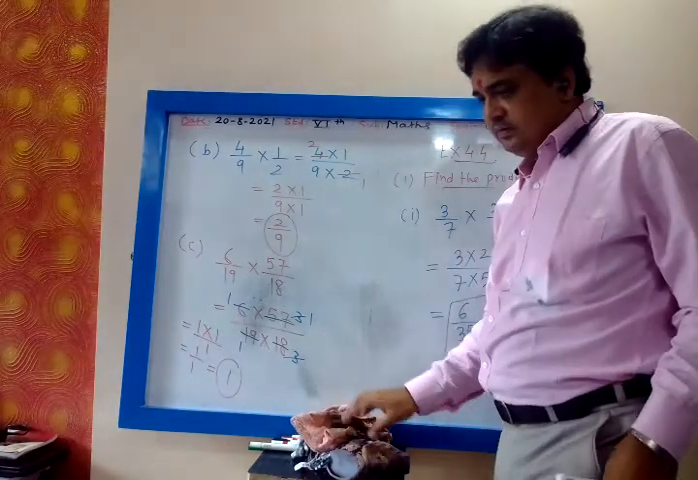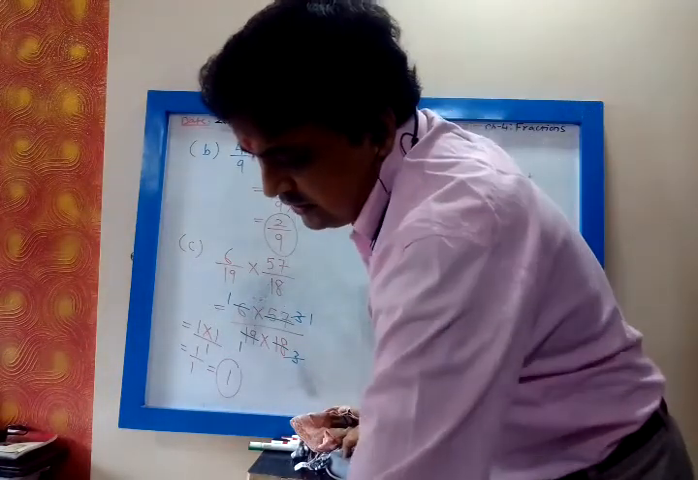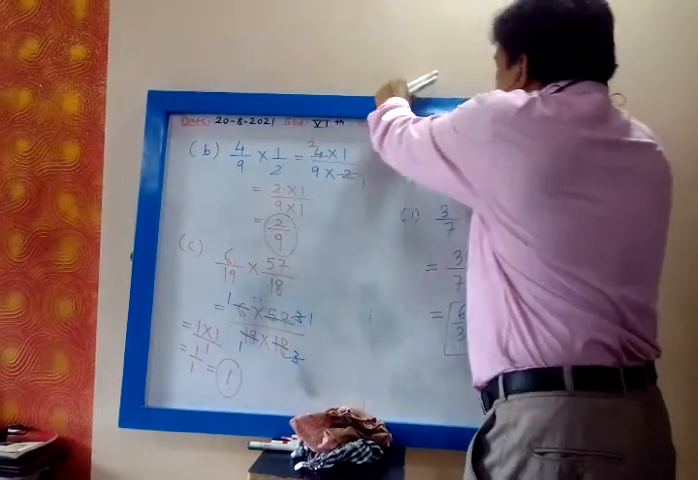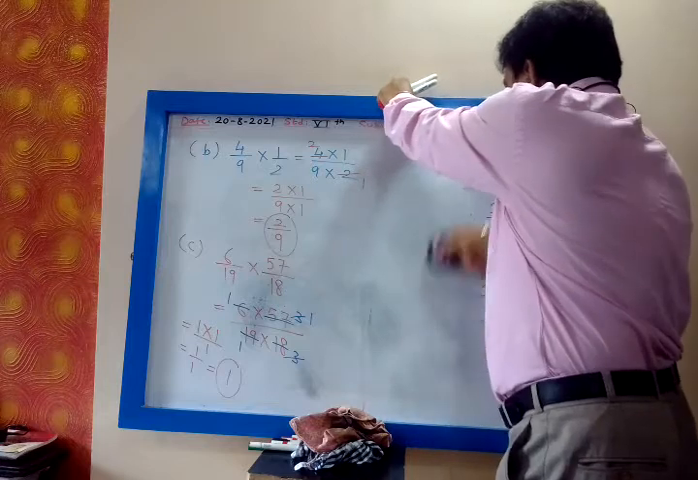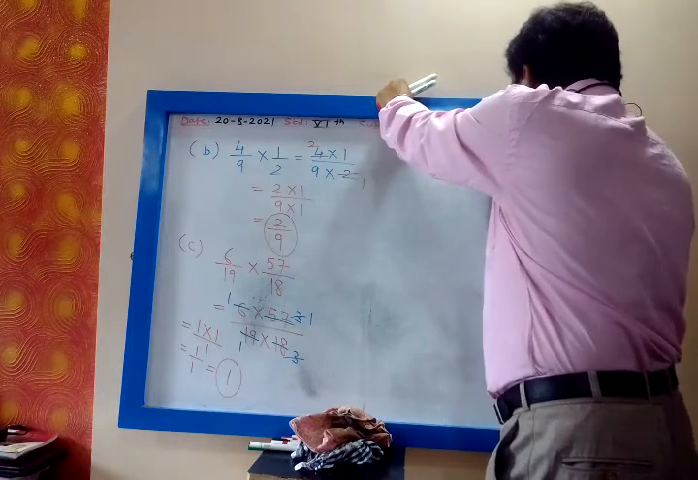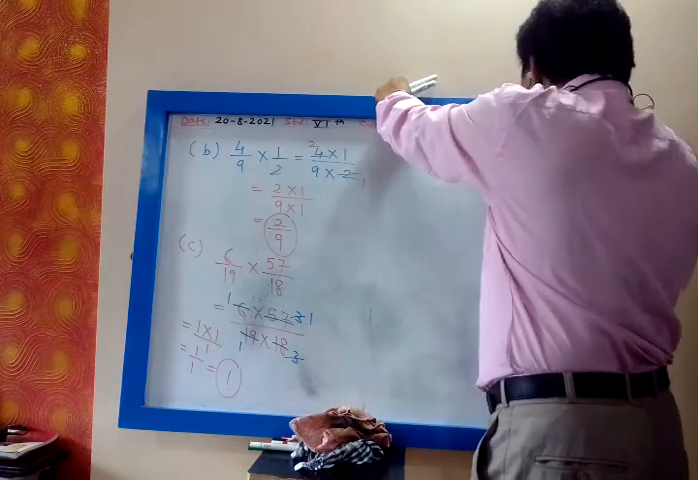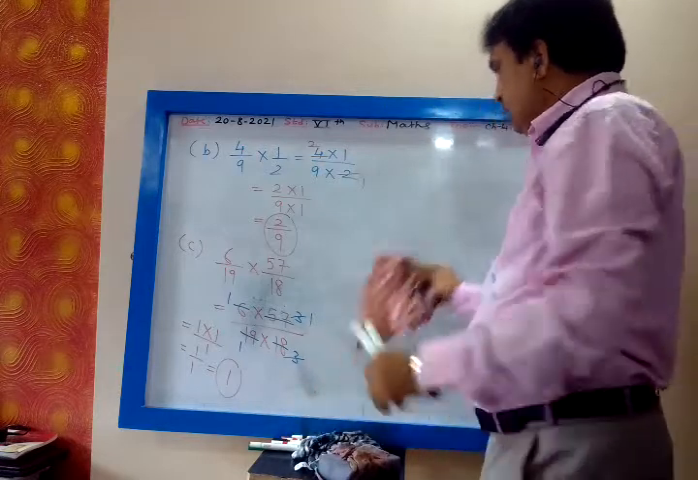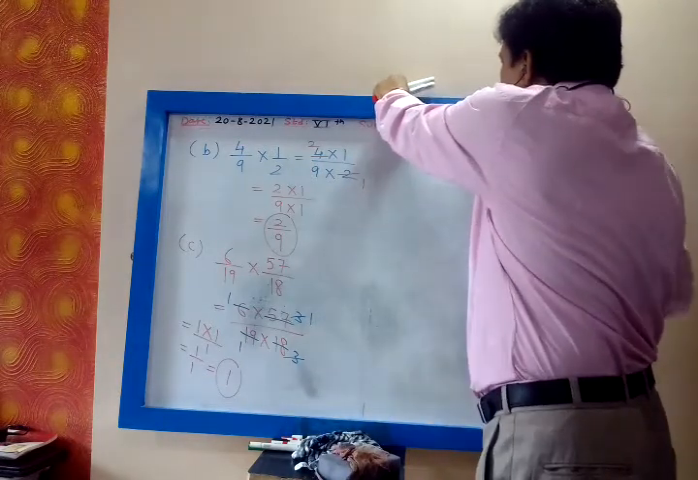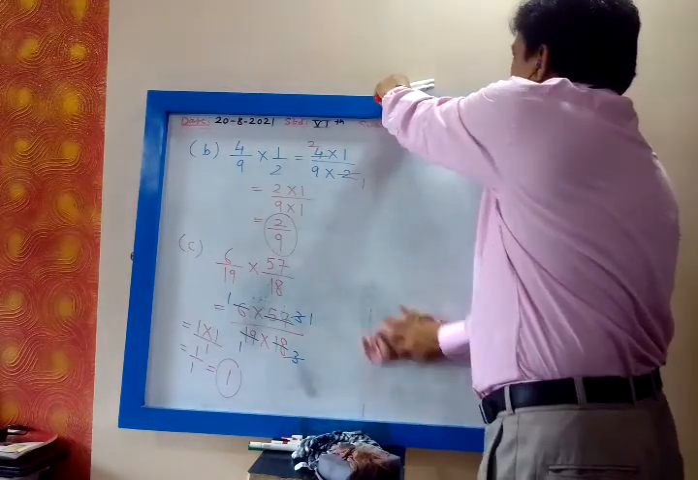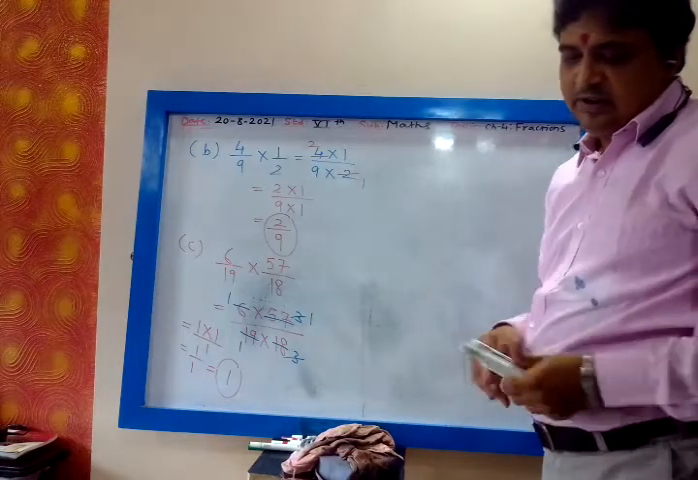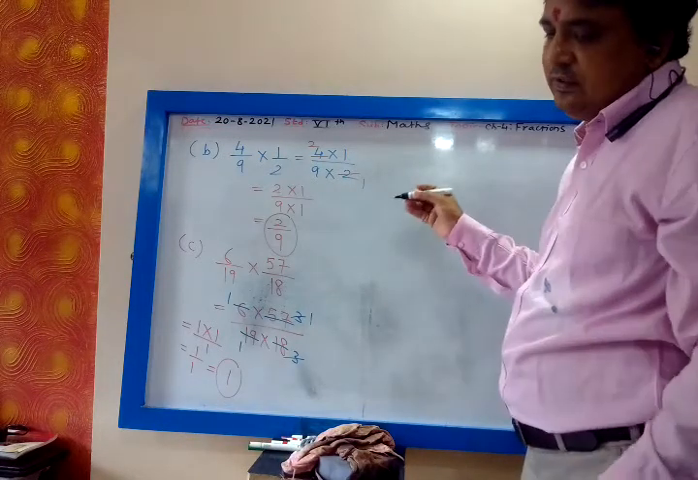Yes, understood? Or is there some confusion? Tell me. You can only cancel the common term of numerator and denominator. You cannot cancel the common term of numerator and numerator, denominator and denominator. Okay.